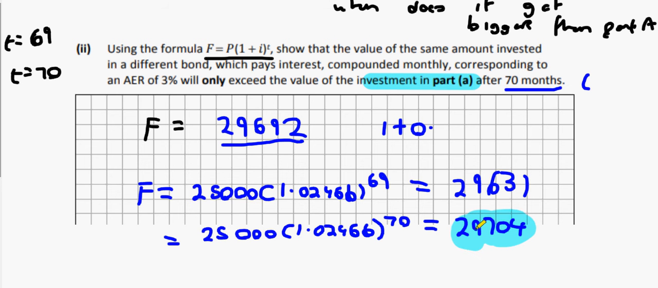You pass it at 70. So you write a little note saying it's underneath it at 69, but it's above it at 70. This proves it passes after 70 months. All good? Okay.